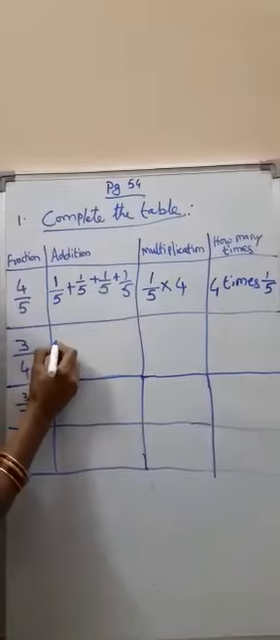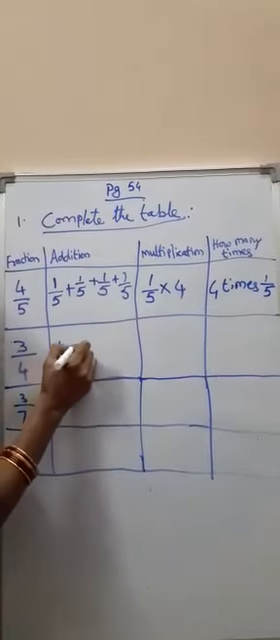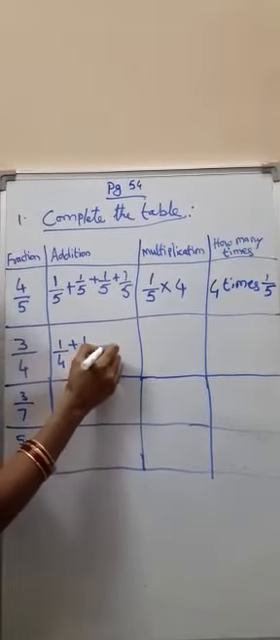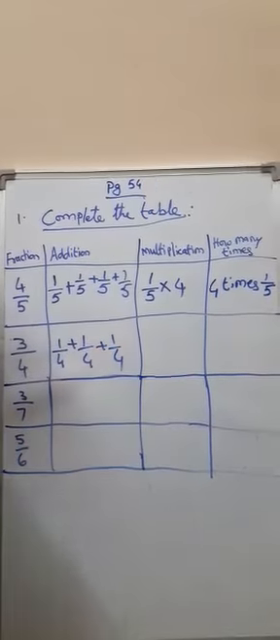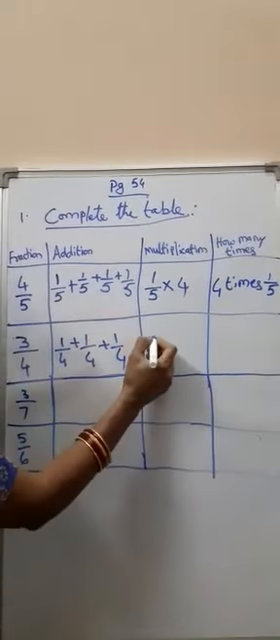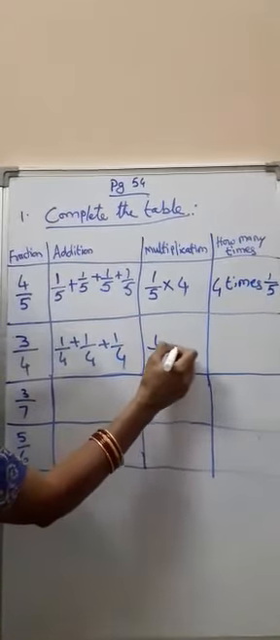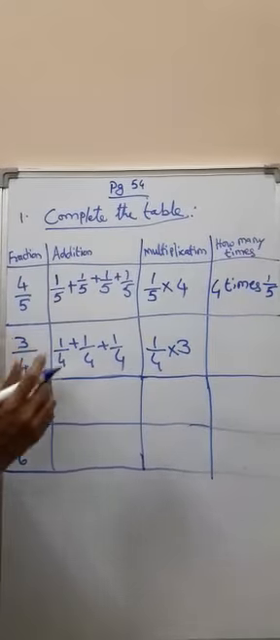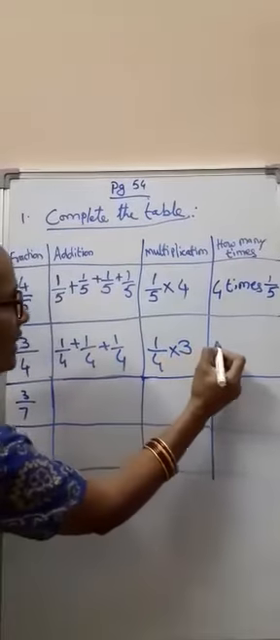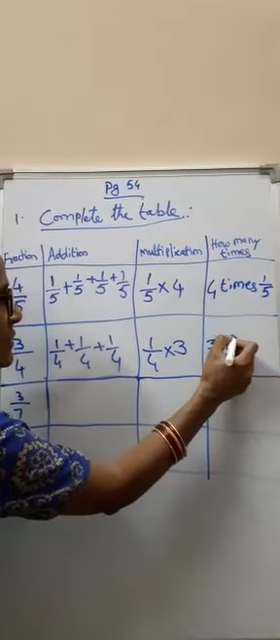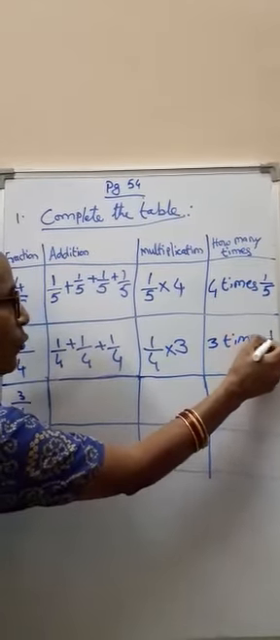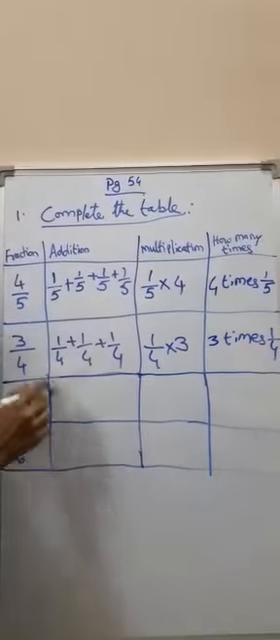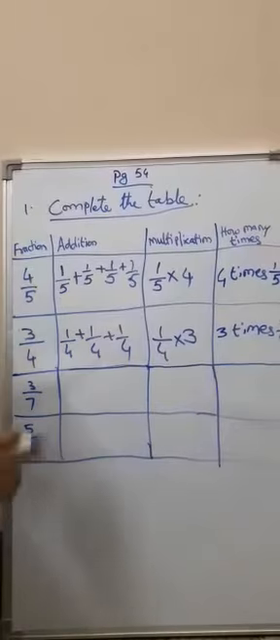1 minute. 1 upon 4 plus 1 upon 4 plus 1 upon 4. So again, how do we do it in multiplication form? 1 upon 4 multiplied by 3. How many times have you taken? 3 times, 1 upon 4. These two you have to complete in your copy. Everything you have to write in the copy.